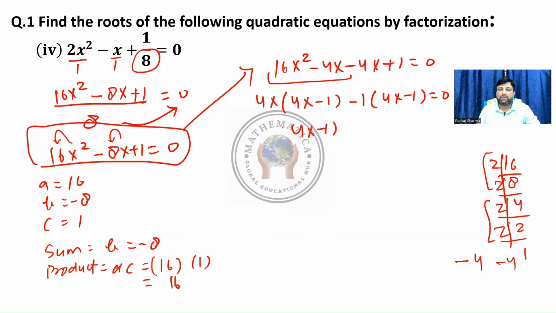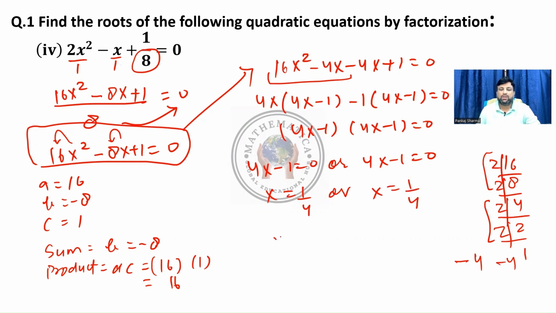So taking 4x minus 1 common from the whole, we get 4x minus 1 is equal to 0, or 4x minus 1 is equal to 0. So x is equal to 1 by 4, or x is equal to 1 by 4. So x is equal to 1 by 4, 1 by 4 are the roots of the quadratic equation. Both roots are real and equal. I think it is clear to everyone.